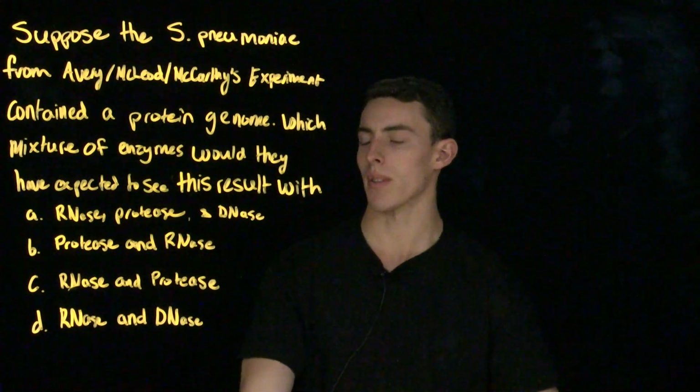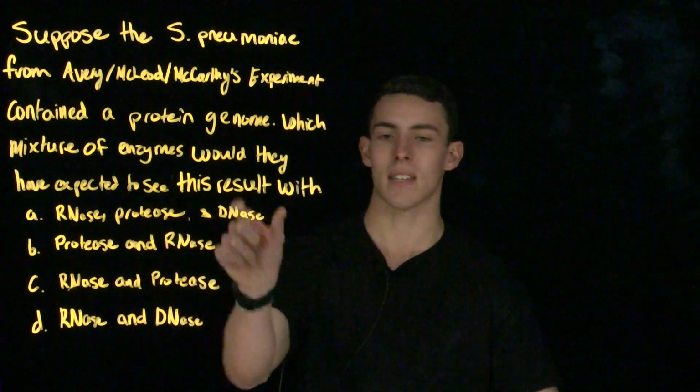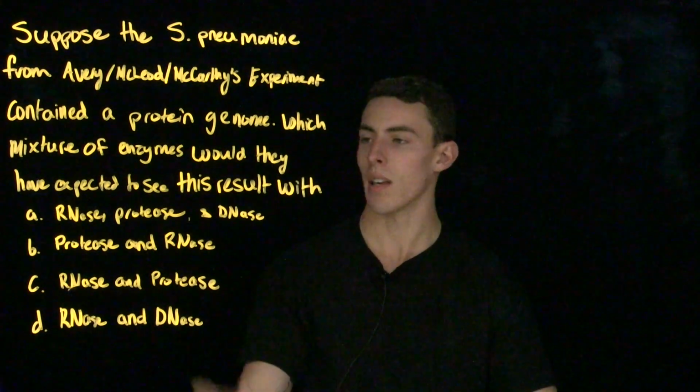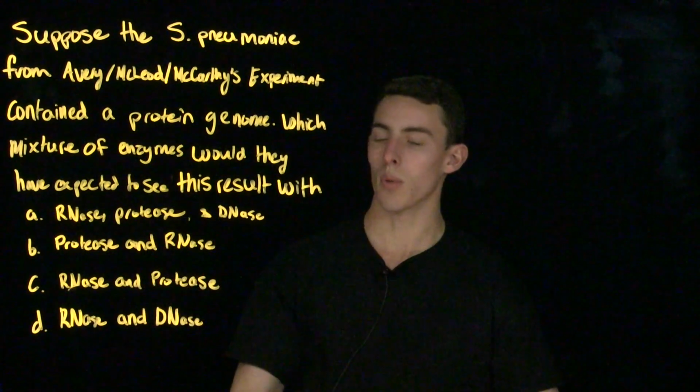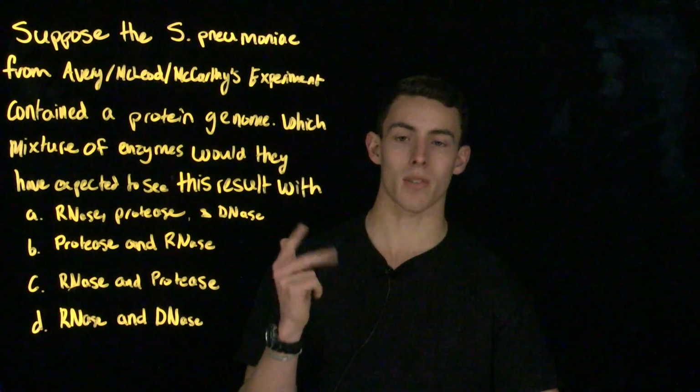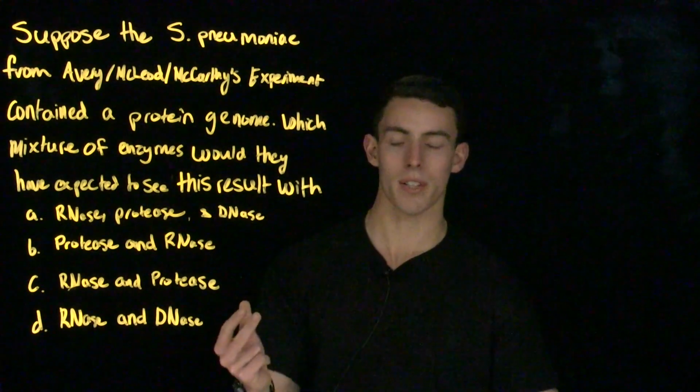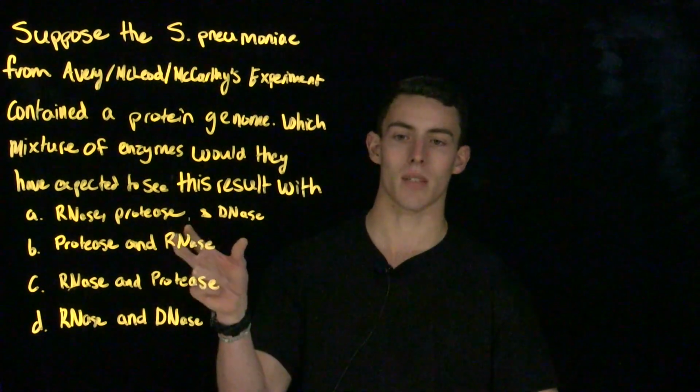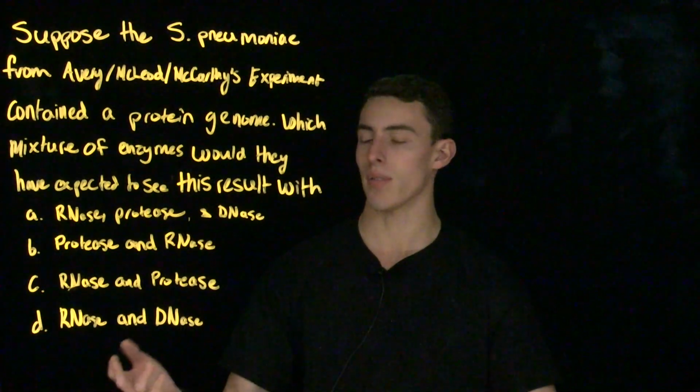So let's look at this first one. If we had RNase, protease, and DNase, what would happen? If we had all of these, it wouldn't matter whether we had an RNA, protein, or DNA genome. We would lyse all of these, and we would have invalid results, and thus the mouse would survive.